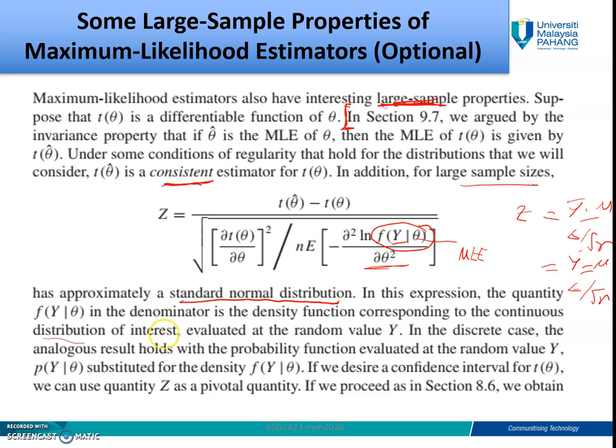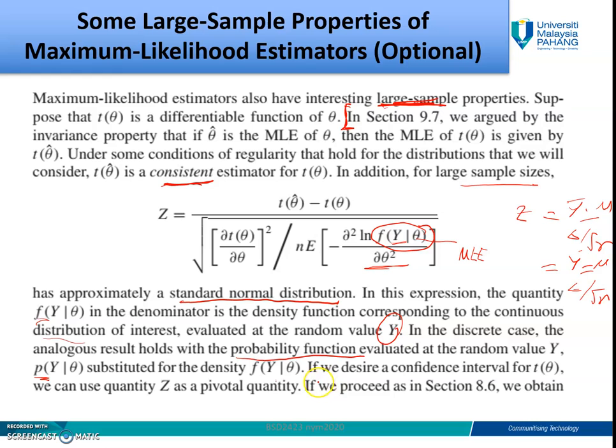That means if we are concerned about normal, this is a normal distribution. If we are concerned about Poisson, this is a Poisson, evaluated at the random value of y. In a discrete case, this analogous result holds with a probability function evaluated at the random value of y. So we will have p instead of f, because we have discrete. So substitute for the density this one. It can be used as well for discrete cases like binomial and Poisson. But here, if we have f, that means it's continuous.